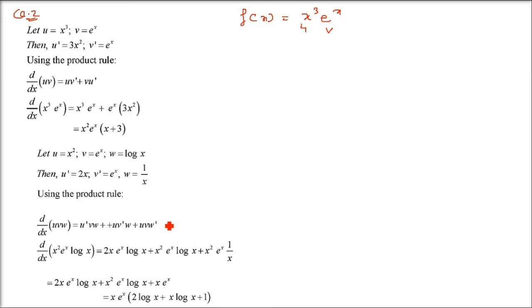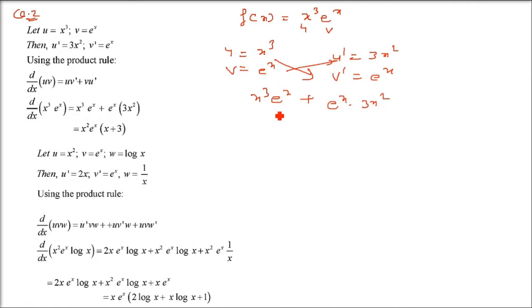Why they are related is we have x cube and e^x here, and in question number 3 we have x square and e to the power x, only log x is added. So you'll understand question 2 first and then it will be easier to understand question number 3. So u is x cube, u dash is 3x square. v is e raise x, so v dash will be e to the power x only. So u v dash, that is x cube into e raise x, plus e raise x into 3x square. Then you can take x square common, and e^x also common. Then you have x plus 3. So this is how we do this.